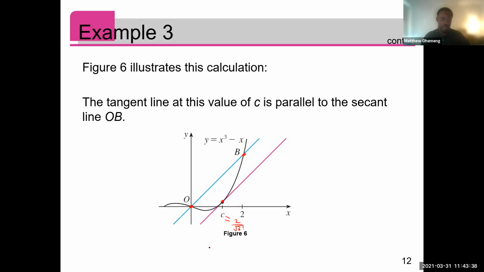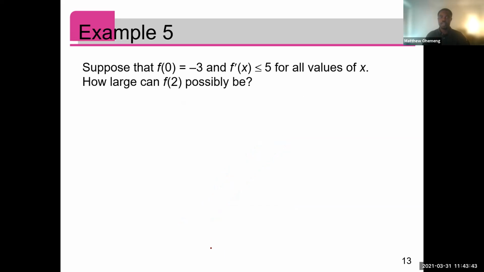Please, any questions here? So the questions are quite straightforward. Now let's look at another application of this mean value theorem. When is it also useful? Is it always that the question is going to ask us to find a c if the hypotheses are satisfied? Well, there's another twist. So let's look at this. Suppose that f of 0 equal to -3 and f prime of x is less than or equal to 5 for all values of x. How large can f of 2 possibly be?